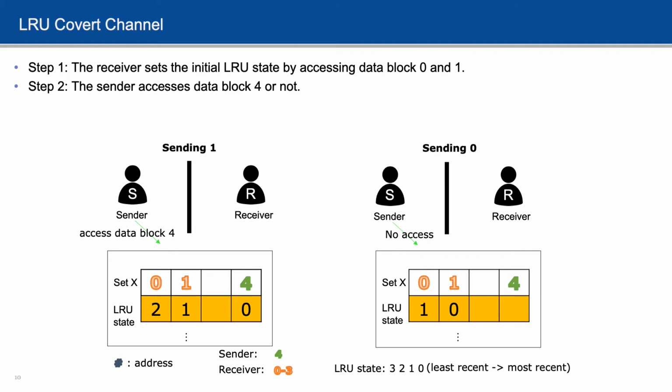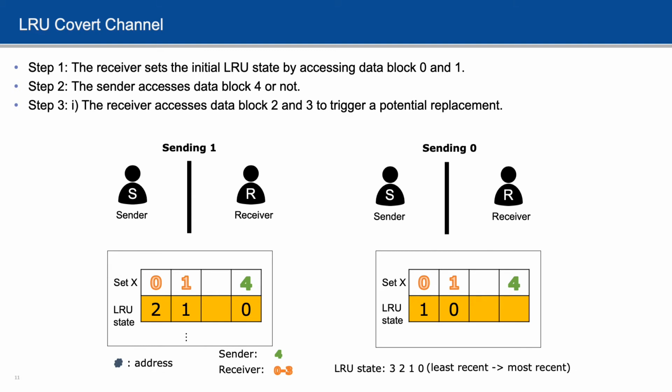In the other case, sending 0, the sender does not access the cache and the LRU state remains the same. What we see here is that a cache miss is not necessary for the sender, and which data blocks are in the set remains the same in that step, but only the LRU state is updated. Then, in the third step, the receiver first accesses data block 2 and 3 to trigger a potential replacement.